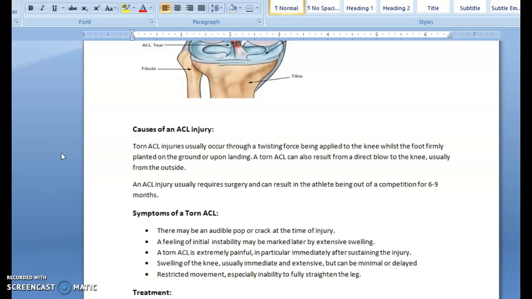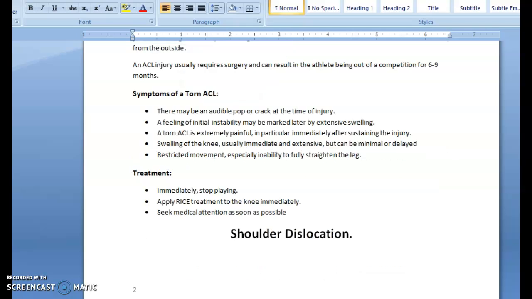An ACL injury usually requires surgery and can result in the athlete being out of a competition for 6 to 9 months. The symptoms of a torn ACL are, first of all, a lot of pain, second, immediate swelling, and the third one would be restricted movement, and especially the inability to fully straighten the leg.